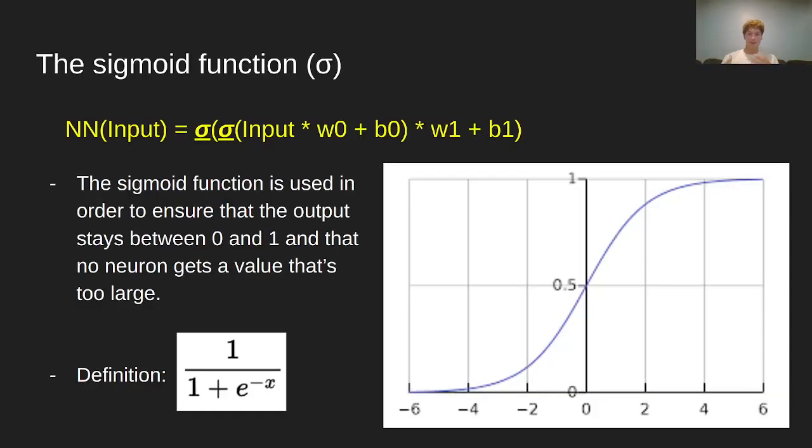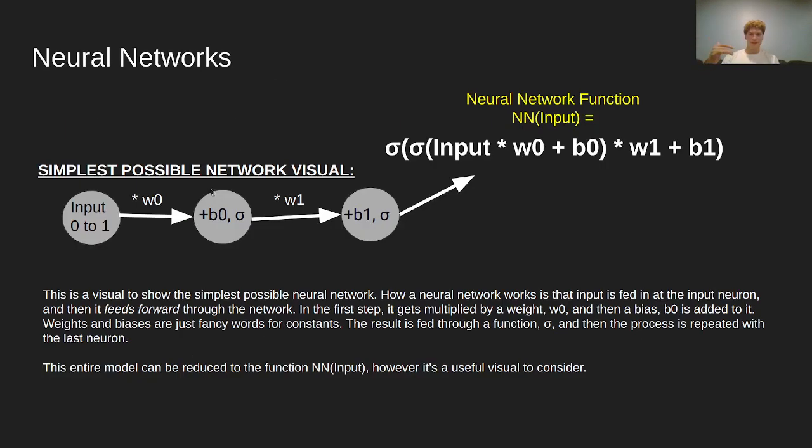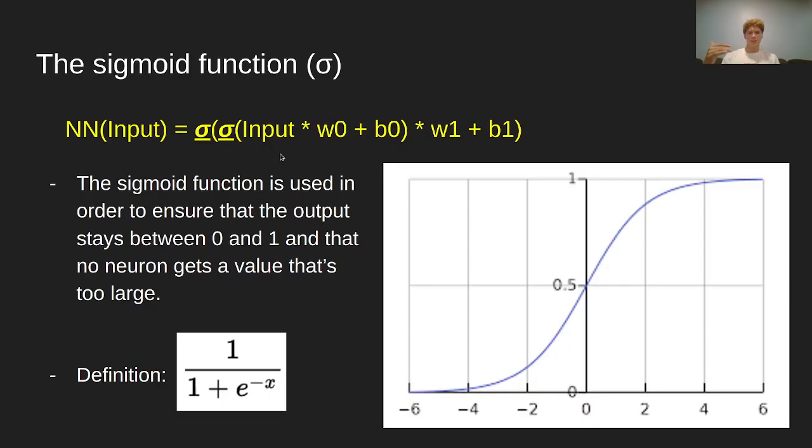Not super important, but it's just a function that keeps numbers in between 0 and 1. You don't really want numbers getting too big or going negative because that kind of screws everything up, especially in a network where you have like 500 input neurons or 500 neurons in the second layer here. It just wouldn't work very well. But this squashes numbers in between 0 and 1, which is just useful.